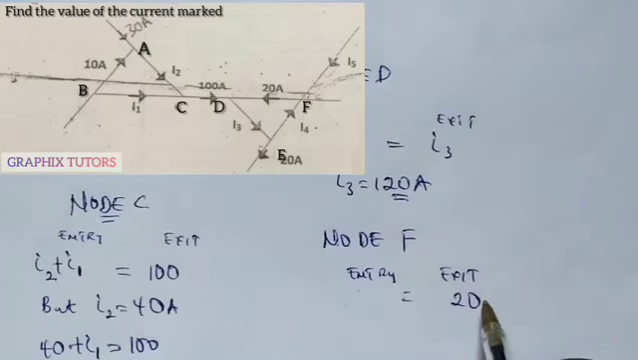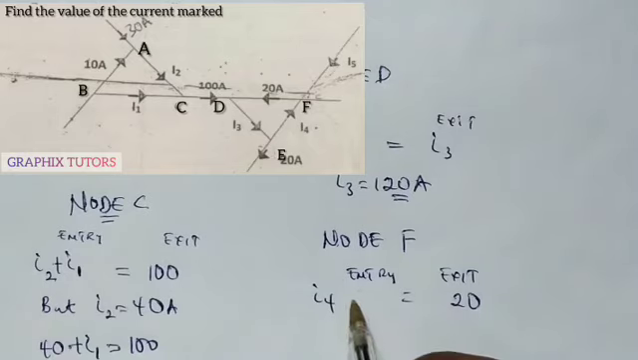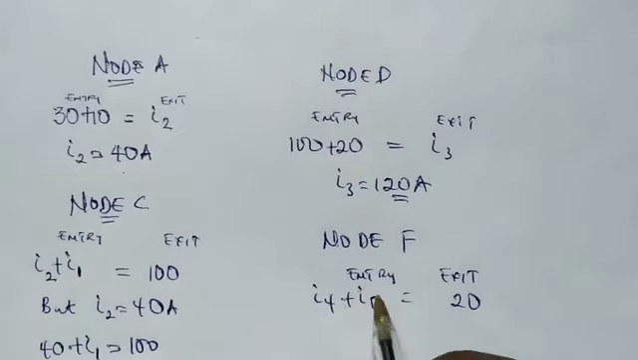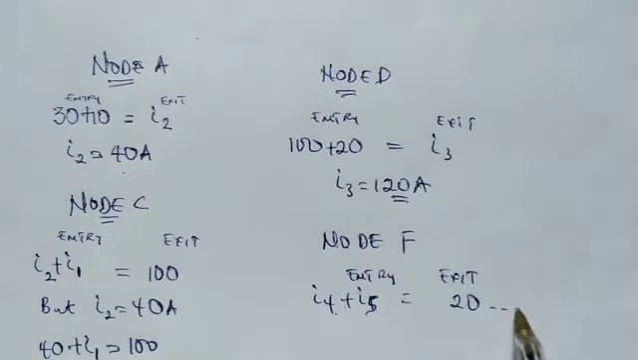Similarly, I4 is pointing to F, so I4 is entering. I5 is also pointing to F. So I5 is entering. Plus I5, right? Now if you look at this very well, we have two unknowns. We don't know I4. Similarly, we don't know I5. So I can just call it an equation. Let's say equation 1.